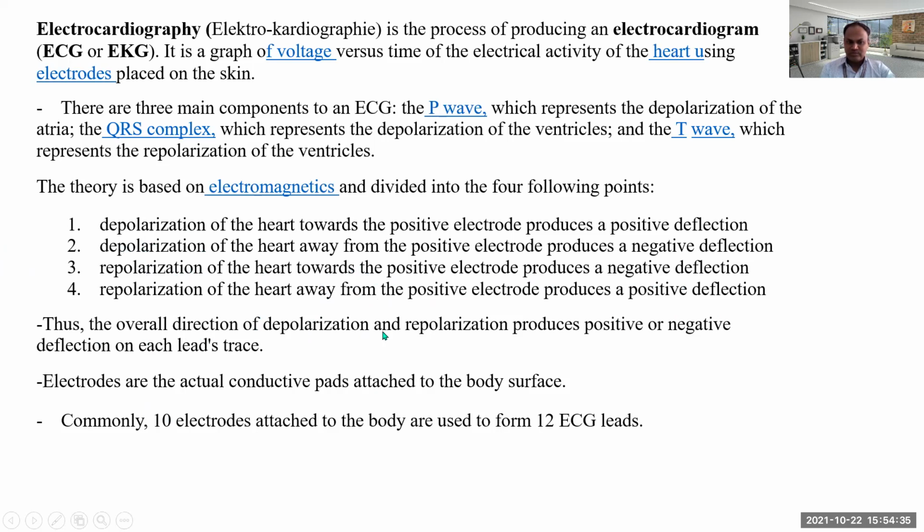The overall direction of depolarization and repolarization produces positive and negative deflection on each lead. Electrodes are actual conductive pads attached to the body surface. They have been put here on the body. Commonly, 10 electrodes attached to the body are used to form 12 ECG leads.